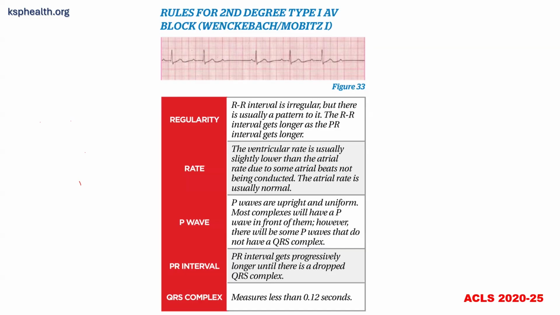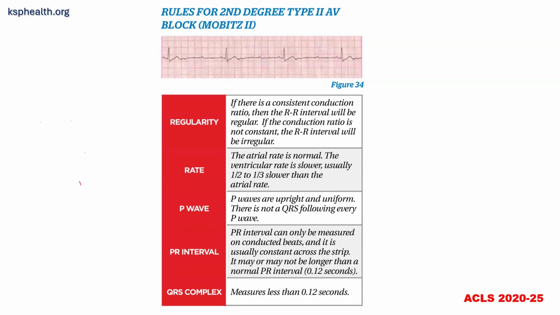Most complexes will have a P wave in front of the QRS complex. However, there will be some P waves that do not have a QRS complex. Most of them will have a P wave in front of the QRS complex, some don't. The PR interval progressively gets longer until there is a dropped QRS complex. QRS complex is normal.